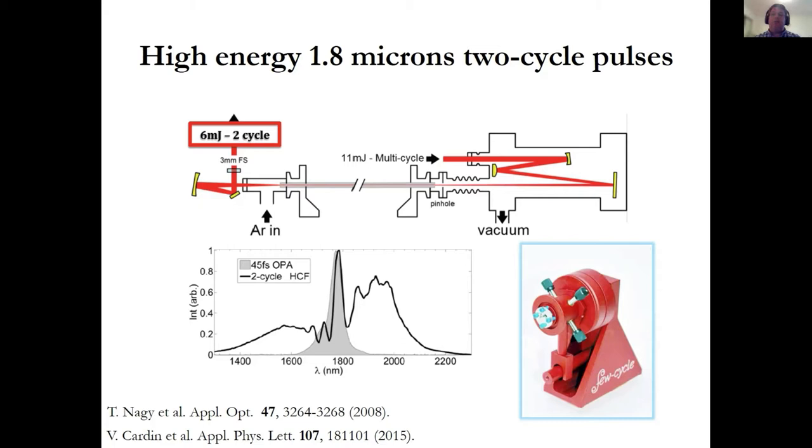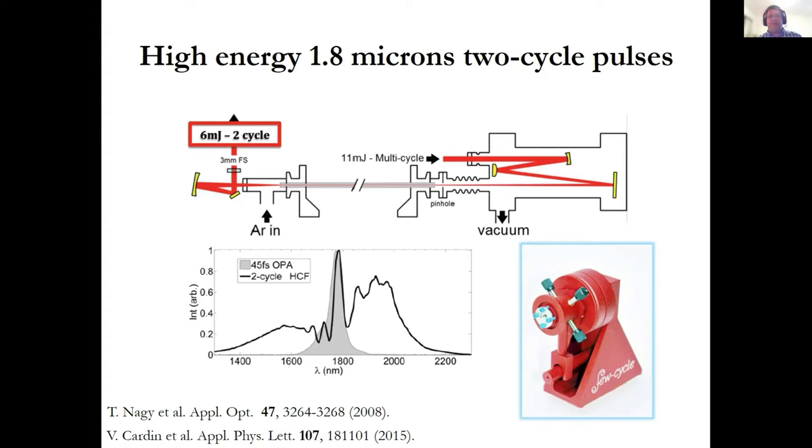Our idea, following Nagy, was to take this stretched fiber, but instead of using a holder to stretch it, to just put it between two holders, like a cord on a guitar. Now we have access to setups that are above 6 meters of length for the hollow fiber. In this case, we have used 3 meters, and we have shown compression from 11 millijoule to 6 millijoule with 12 femtosecond pulse duration at the output.